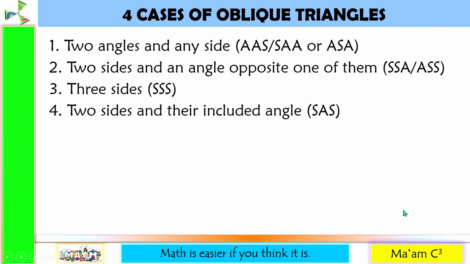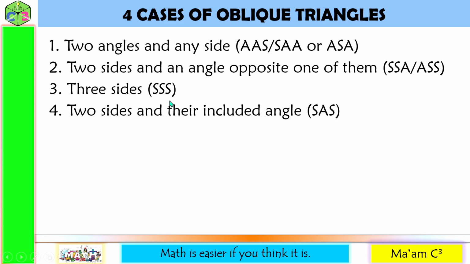Let us talk more about oblique triangles, and here are the 4 possible cases. Number 1, 2 angles and any side. It could be SAA or AAS, or ASA, 2 angles and any side, and the side given is included. Number 2, 2 sides and an angle opposite one of them. So I have 2 sides, SS, and an angle, and then one of the sides here must be opposite this given angle. So SSA could be ASS.